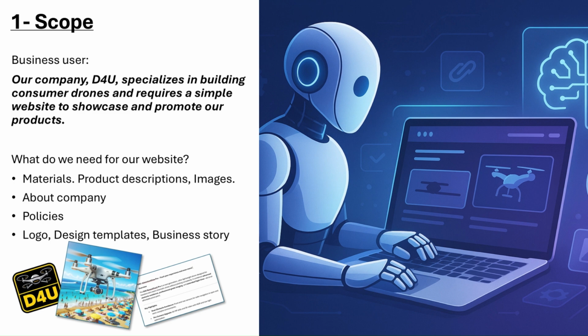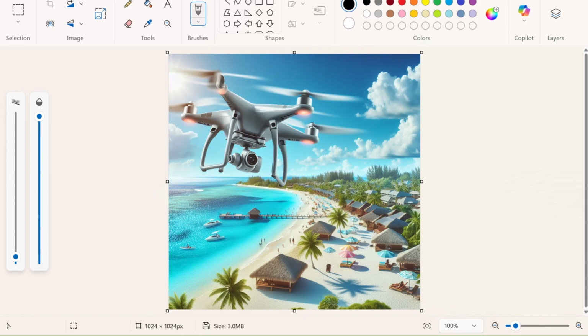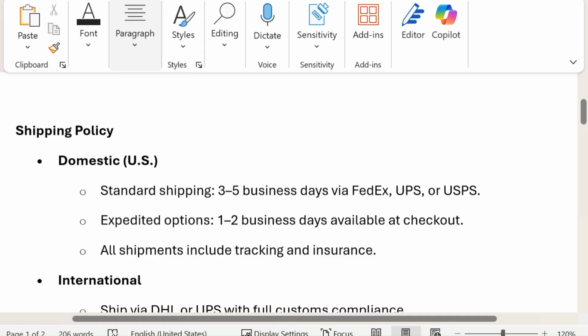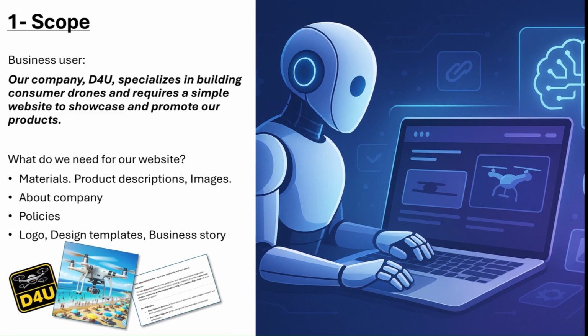Now, what do we need from our business users to build the website? Product descriptions with technical specifications, preferably in Word files since most users like working in word processors. High-quality product images from a photographer. Company background for the About page and policy details for the policy page. What else? We'll need a logo, any design templates in electronic format, and a recorded interview with the business user to understand how the website should help them.